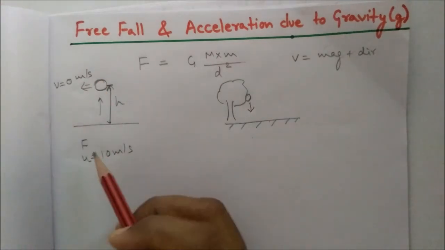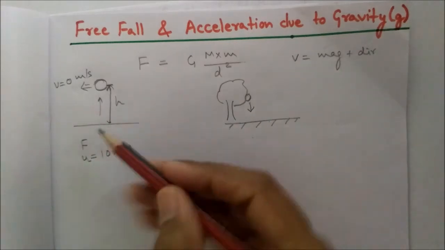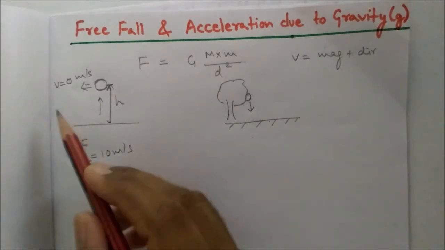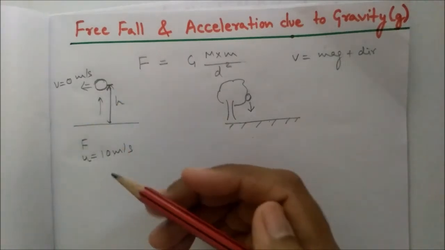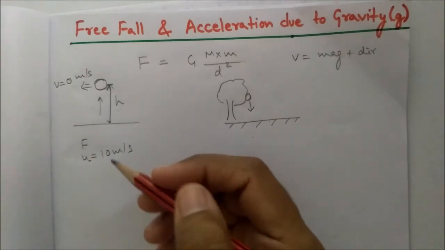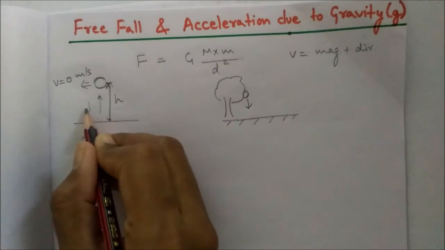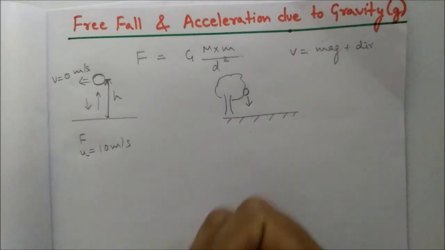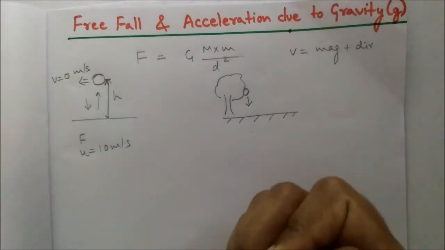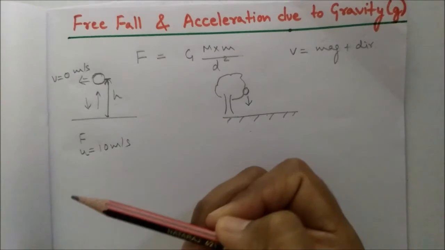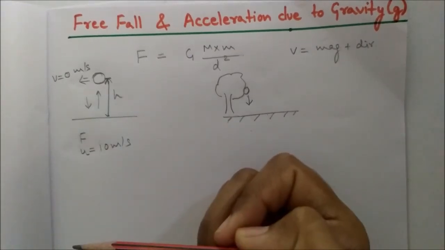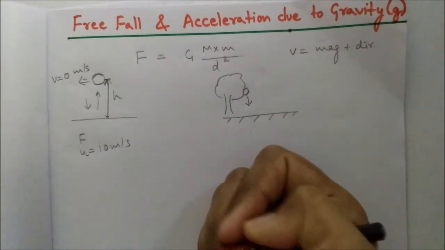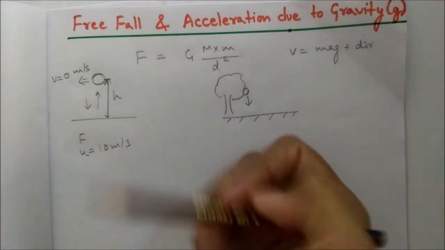This means that while going in the upward direction, the velocity decreases. And why is it decreasing? Because the upward motion is the motion against gravity, isn't it? The gravitational pull is towards the downward direction, so the velocity is decreasing. That means it will have a certain deceleration, or we say a certain retardation. Deceleration means retardation.